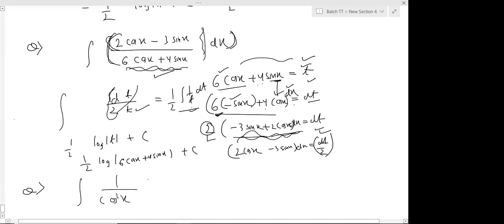One upon cos square x dx upon 1 minus tan x whole square. Try to solve it.